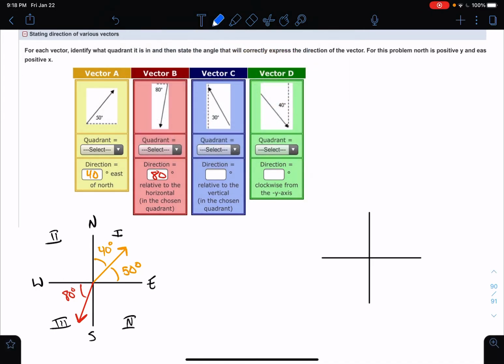Now let's do vector C. So vector C is up and to the left. So up and to the left. Oops. Undo that. There we go.